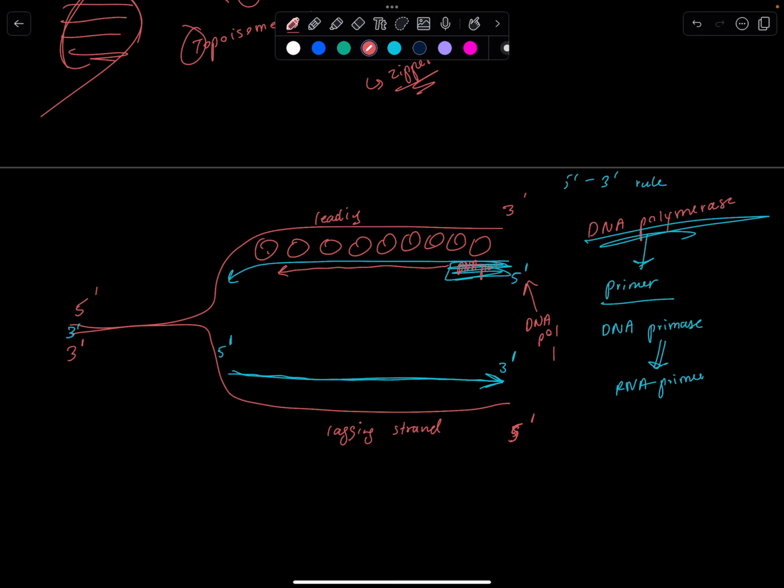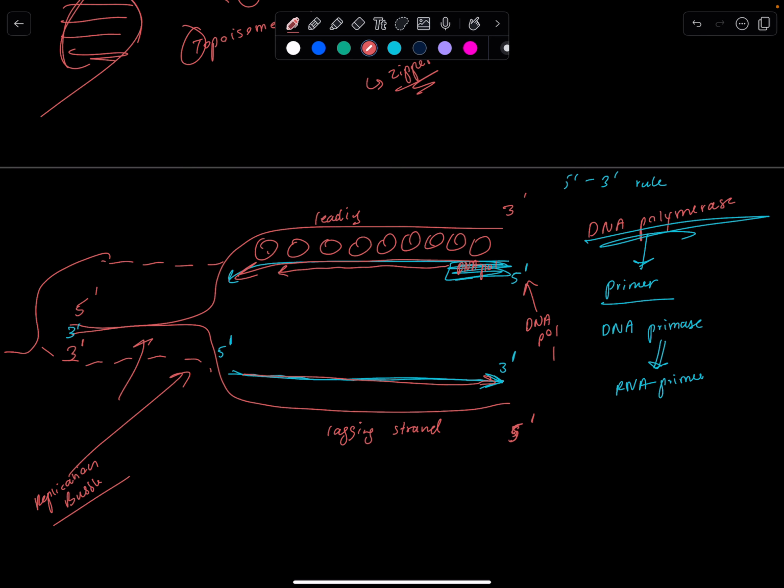Okay, and as we keep going, and we're going to go in this direction in the lagging strand, we're going to go in this direction in the leading strand, helicase is going to continue unzipping this. So if you can just imagine this continuing to open up, and then it'll open up again more and more and more. This whole thing is going to be called the replication bubble.